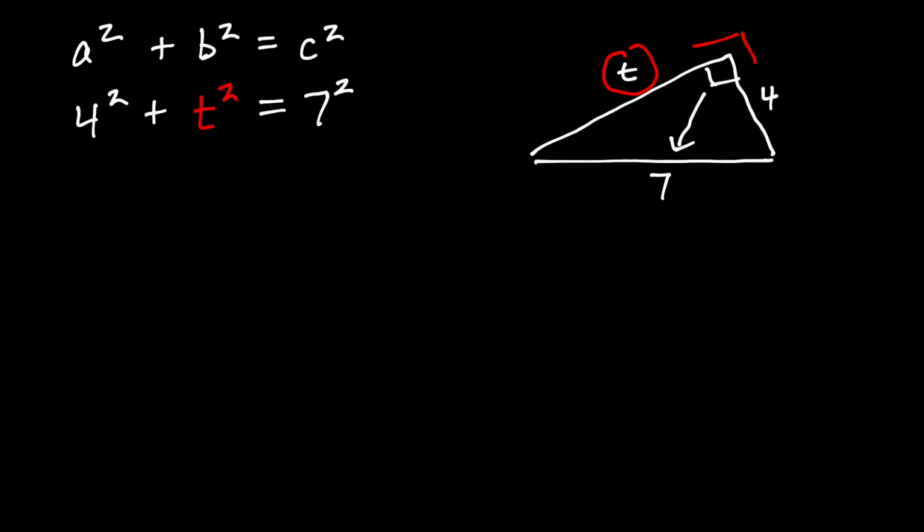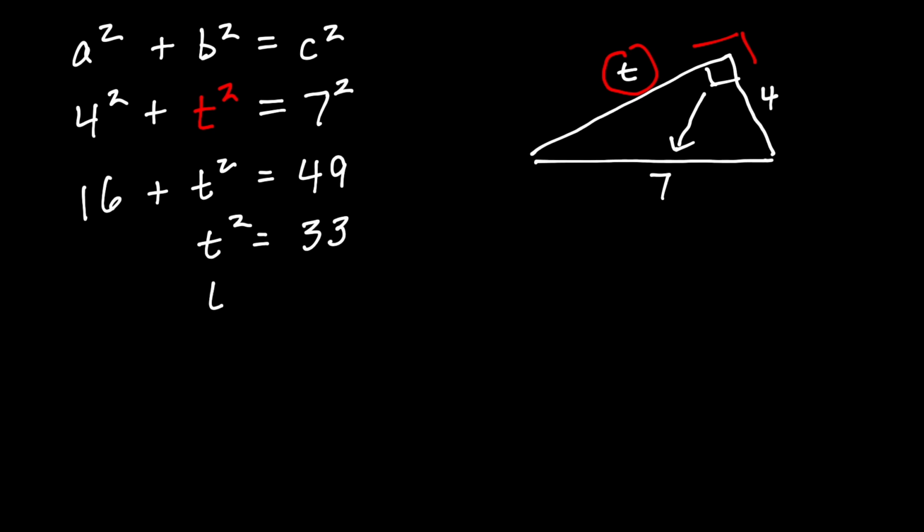So I'm going to go back over here to my equation and start to simplify things. So 4 squared is 16, and 7 squared is 49. And then when I subtract 16 on both sides of this equation, I get 33.